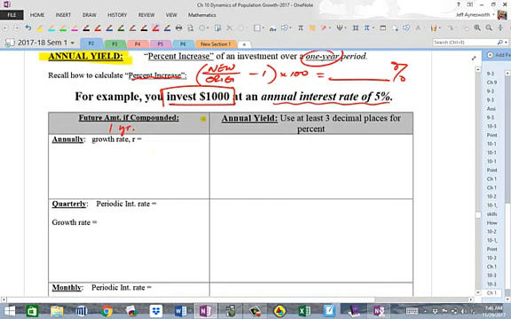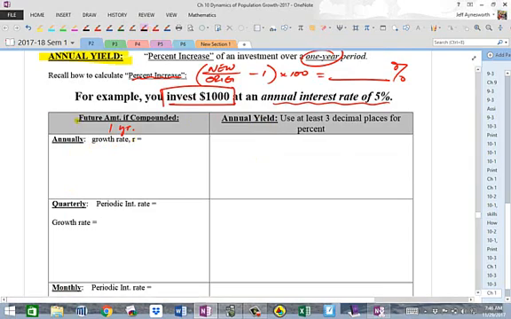We're going to take that $1,000 investment and compound it annually, quarterly, monthly, and then daily. We're going to calculate how much we get after 1 year and then calculate the annual yield, which is just the percent increase. How much money did we make as a percentage? So here we go.